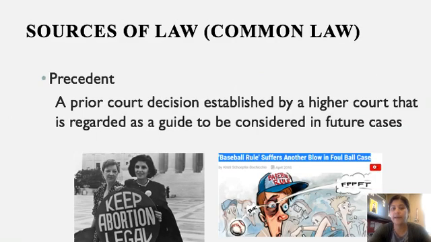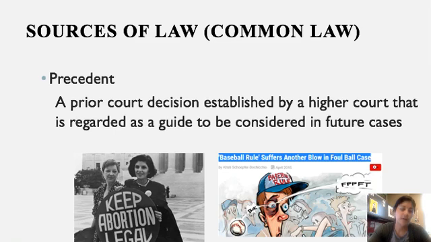Okay, so a little bit more on that here, particularly that term precedent that I mentioned. You can see here our definition of precedent is a prior court decision that's been established by a higher court that is then in the future regarded as a guide for future cases.